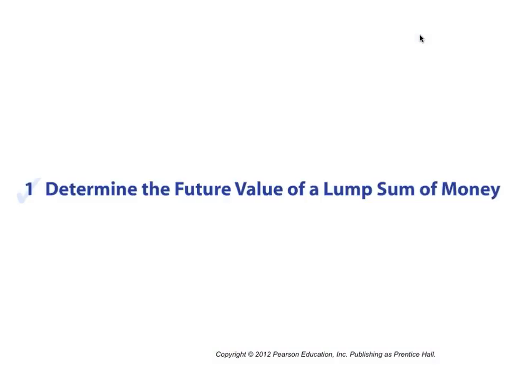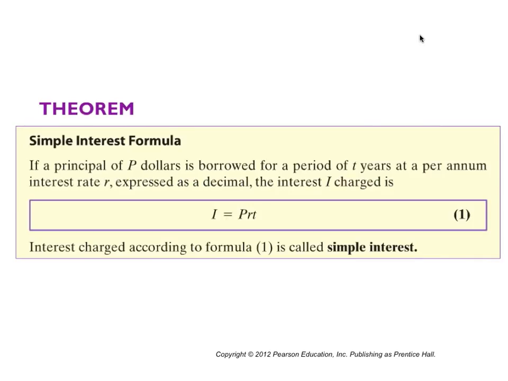So the first objective that we're going to cover is being able to determine the future value of a lump sum of money. We have a couple of formulas in this section that we're going to have to deal with. The first one is one that you might have seen before. It's a simple interest formula.